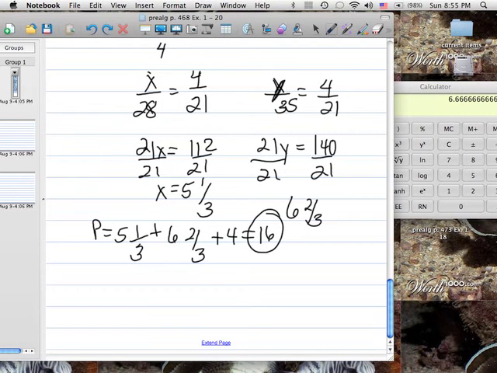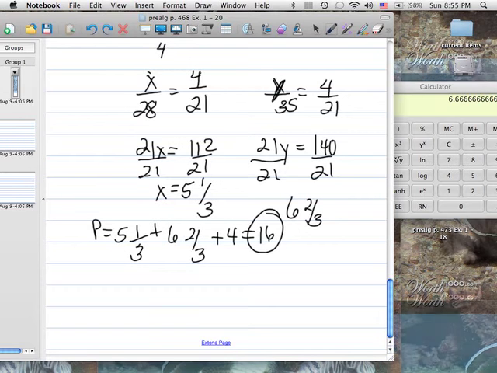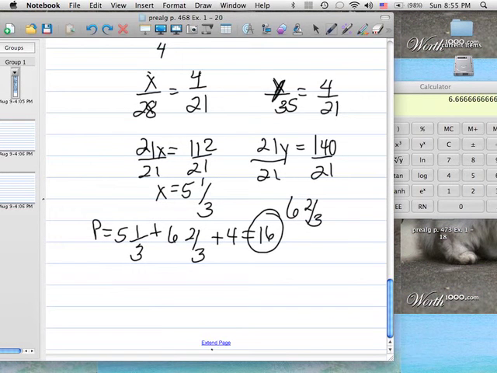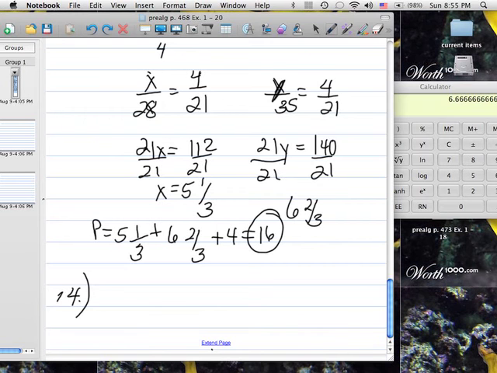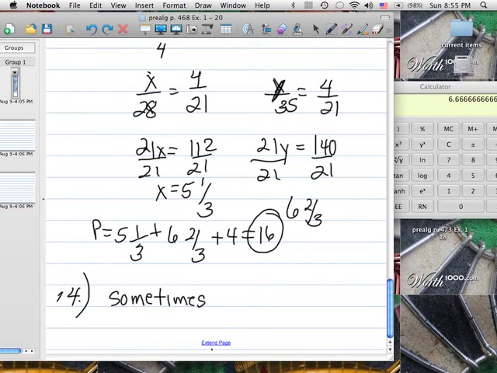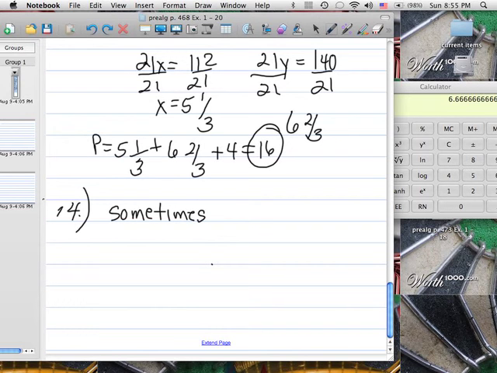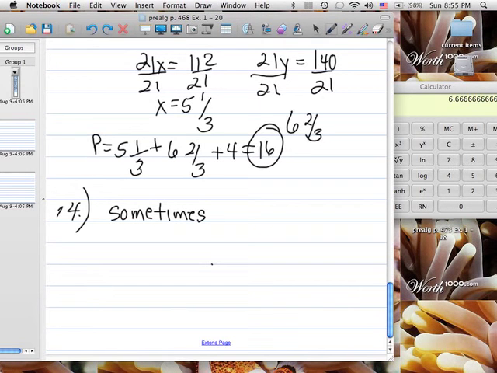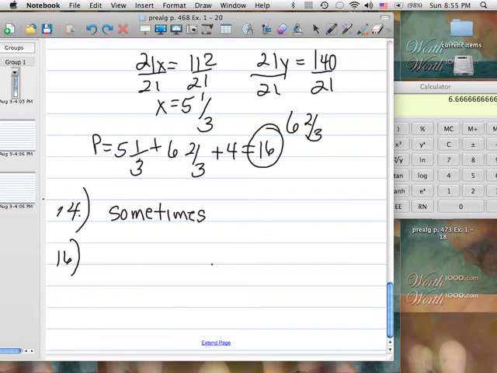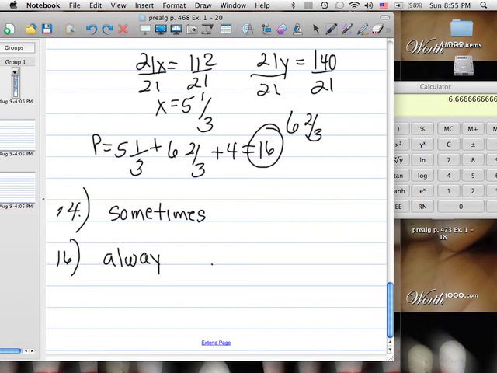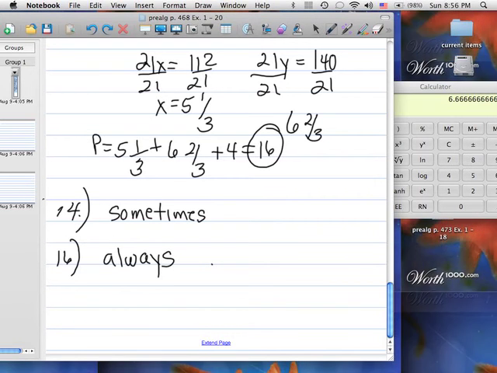And then 14 through 20, tell whether the two figures of the given shape are always, sometimes, or never similar. So number 14, two rectangles, are their shapes always similar, sometimes, or never? The answer is sometimes, because you could have a rectangle that is a square. Number 16, two equilateral triangles, all the sides are equal, all the angles are equal. They're not necessarily congruent, but they're always similar, because the angles are always the same.